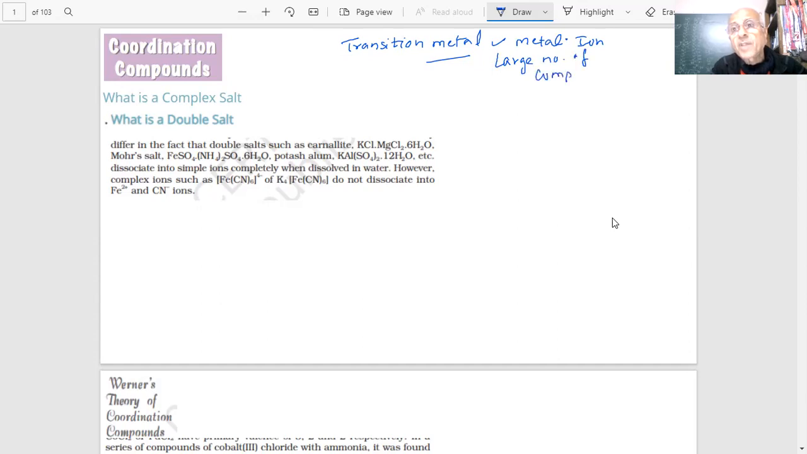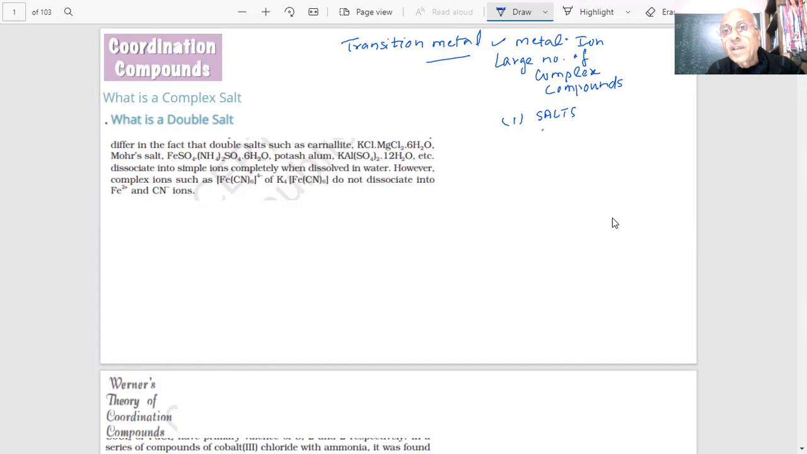Now the question is, what are these complex compounds, students? What are these coordination compounds? What are these complexes? In chemistry, you are aware of salts, students.